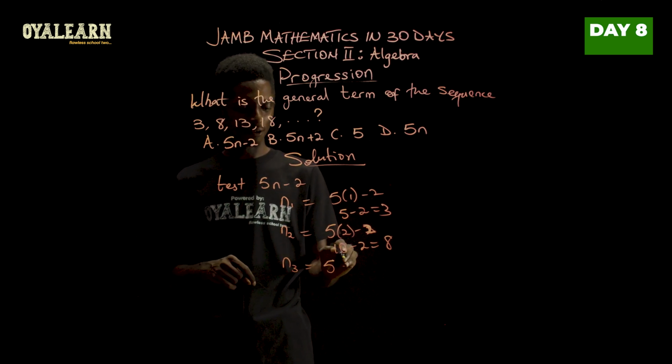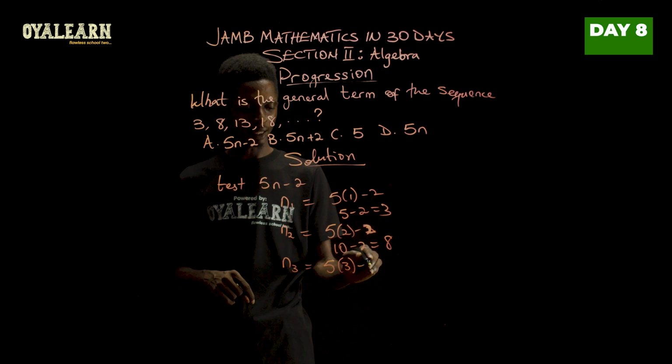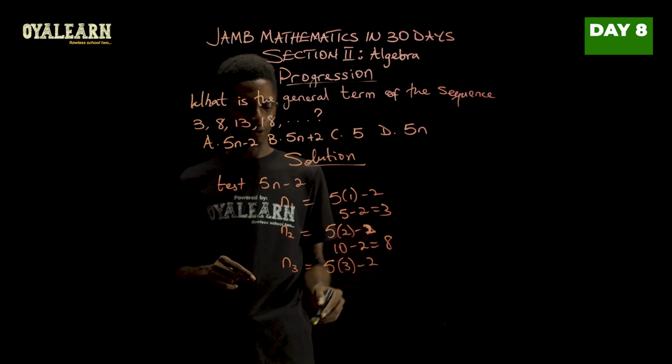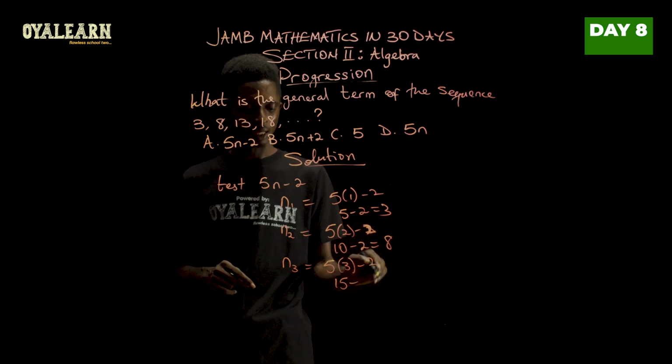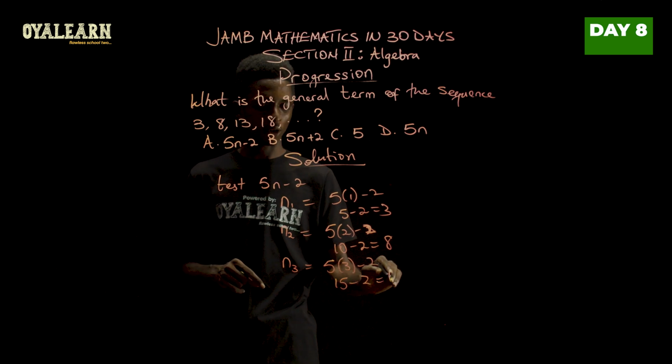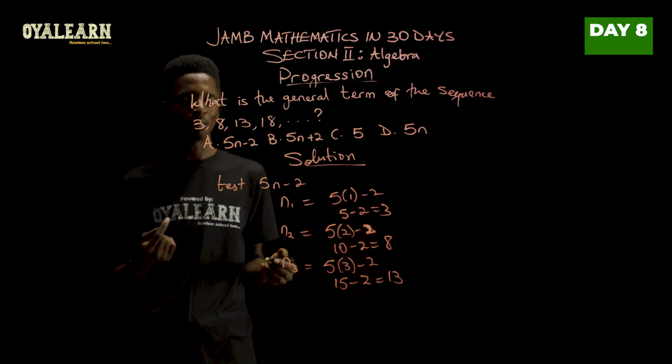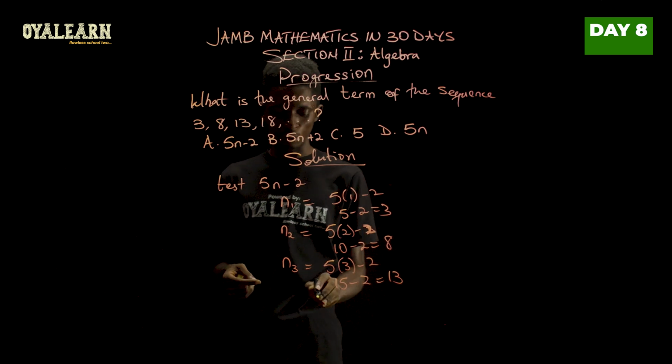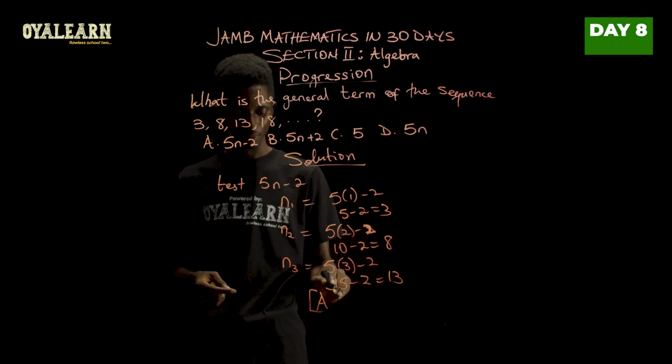You can go on to test for 3 just to be sure. And then we'll have 5 into 3 minus 2. Now 5 times 3 will give us 15, and 15 minus 2 would give us 13. Also accurate with term 3. So we see the correct option is A.